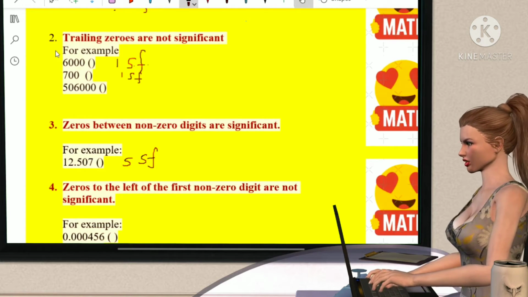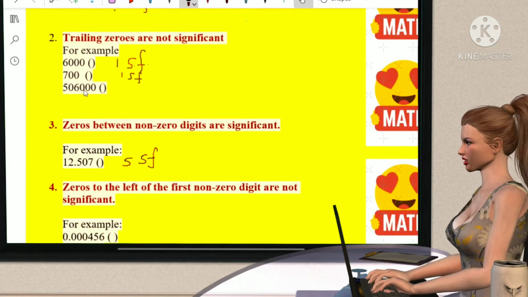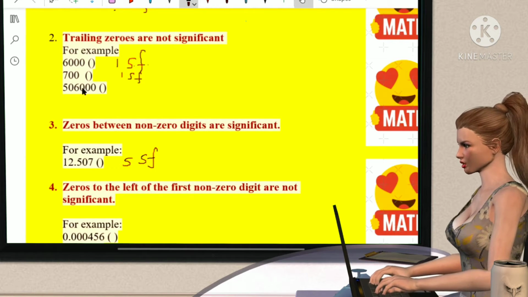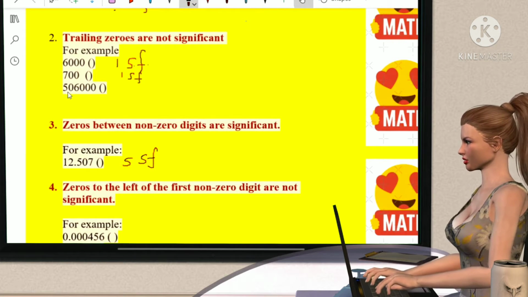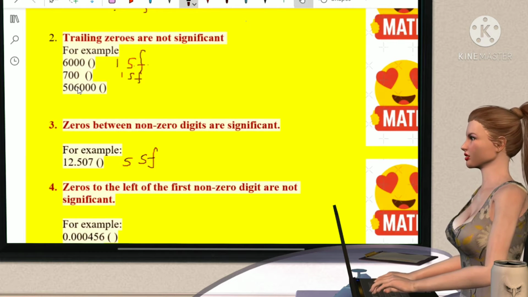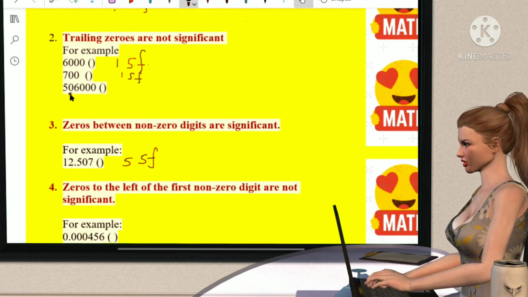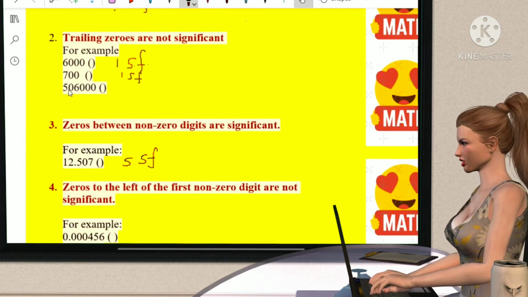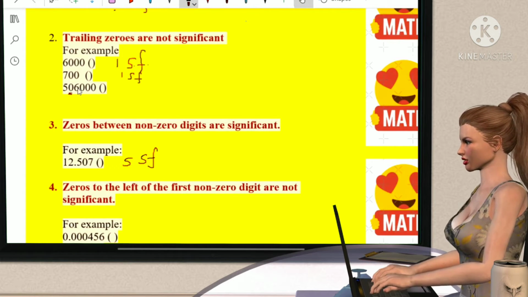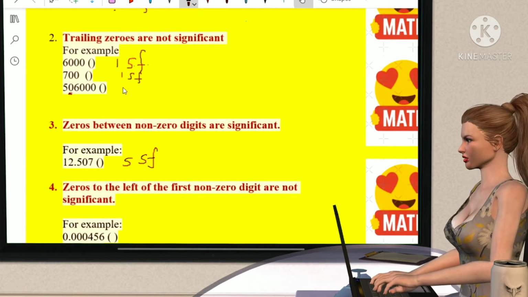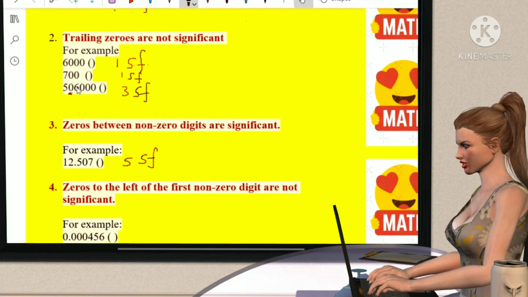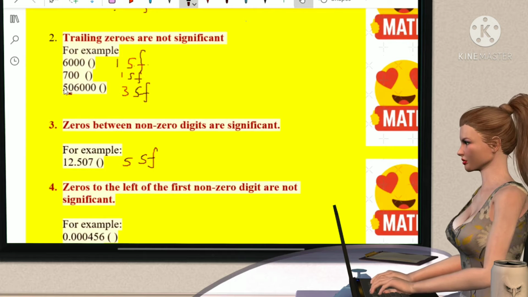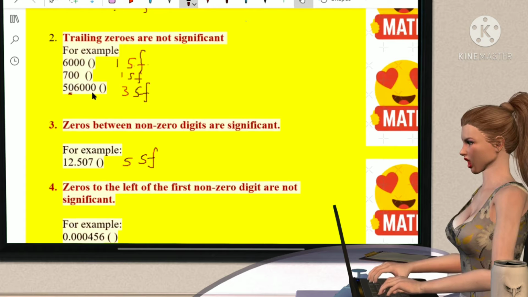Now let's go back up to C. You have 506,000. Now these 3 zeros at the end are trailing zeros, and therefore they are not significant. However, the 0 here is in between 2 non-zero digits. The 0 here is between 5 and 6, which means that this 0 is significant. However, the trailing zeros are not significant. So in all here we have 3 significant figures. Those 3 significant figures are 5, 6, and the 0 that falls in between those 2 non-zero digits. The trailing zeros, once again, following the rule, are not significant.